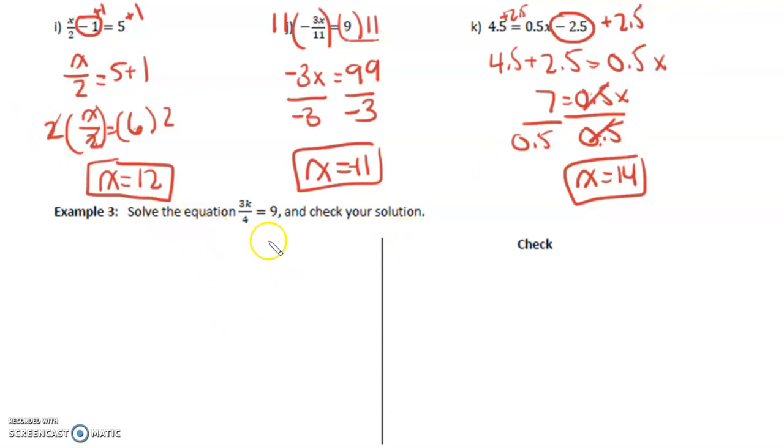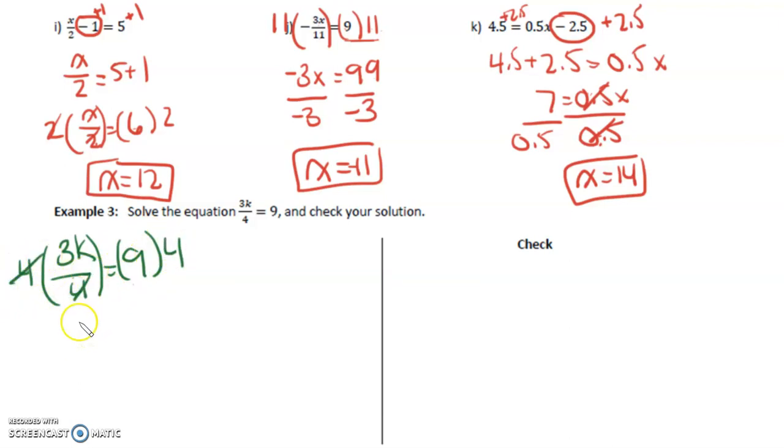Okay, now we're going to do the exact same thing in example 3, but we're just going to check our solution afterward. Okay, so we have 3k over 4 equals 9. So I always get rid of the fraction first. I don't want to deal with fractions. So if we're divided by 4, we're going to multiply by 4, both sides. So we get 3k equals, and then 9 times 4 is 36. Now I'm going to divide both sides by the 3, and we get k equals 12.